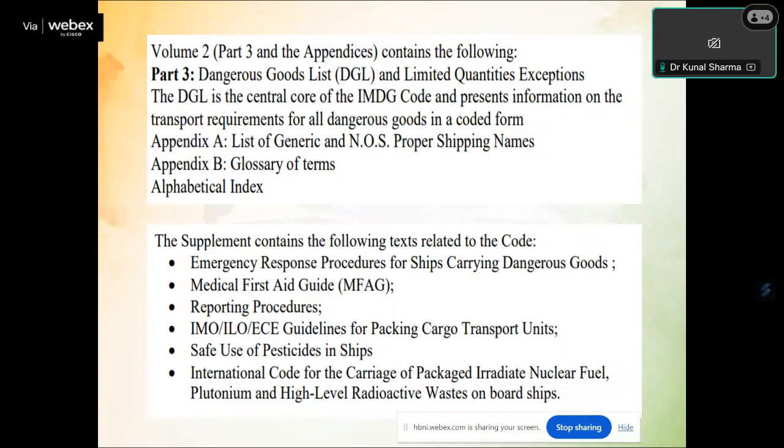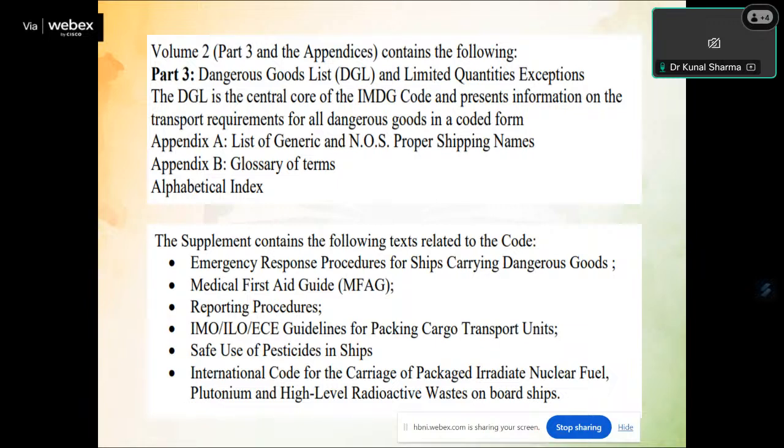In Volume 2, that is Part 3 and the appendices, it contains the following. Part 3 contains the Dangerous Goods List, so that any responder or enforcer can easily understand what type of chemical is there, and limited quantities exceptions. The DGL is the central core of the IMDG code and presents the information on the transport requirements for all dangerous goods in a coded form. Then there are appendices also, Appendix A and B. Appendix A talks about the list of generic and NOS proper shipping names, and Appendix B talks about the glossary of terms. Then the alphabetical index is there.